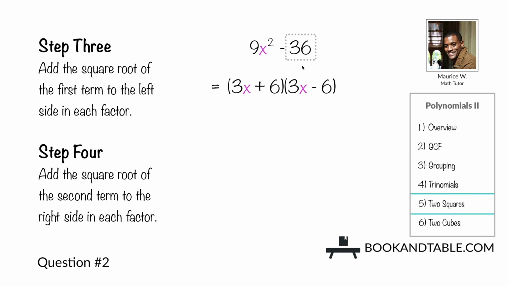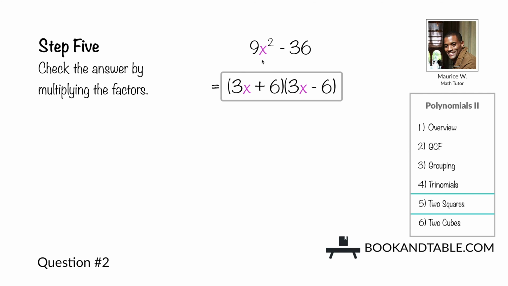So 3x is on the left side of each factor. Step 4, add the square root of the second term to the right side of each factor. The square root of 36 is 6. So we add 6 to both factors. And we see that when we factor 9x squared minus 36, we get 3x plus 6 times 3x minus 6. And now to check the answer, we want to multiply the factors to make sure that we get 9x squared minus 36 when we do so.